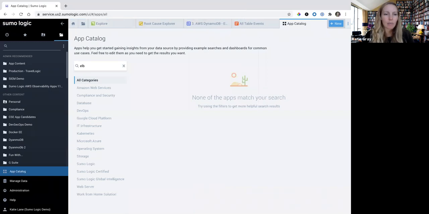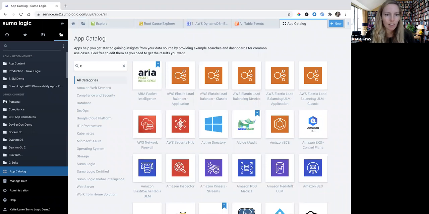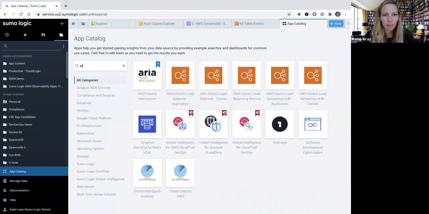And here we can just type in ELB. Oh, here we go. We have Elastic Load Balancer. It is not abbreviated here. And so here are the different types of dashboard support that we have out of the box for ELB.